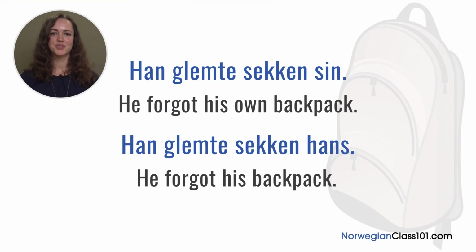Let's have a look at two more examples. Han glemte sekken sin, literally meaning he forgot his own backpack. Here, the backpack that was lost belongs to the subject, so we need to use sin. In this sentence, han glemte sekken hans, or he forgot his backpack, it means he forgot someone else's backpack.